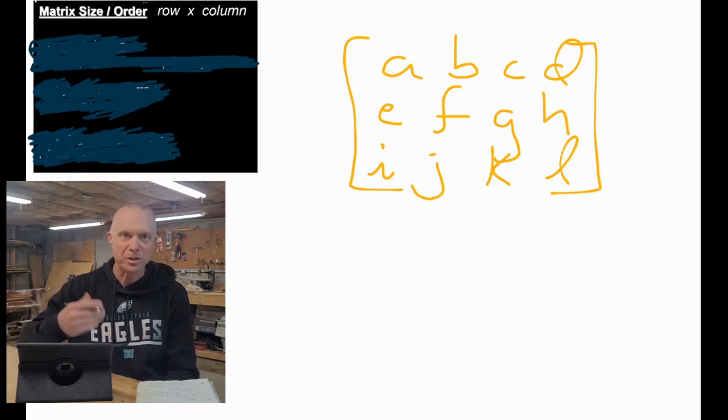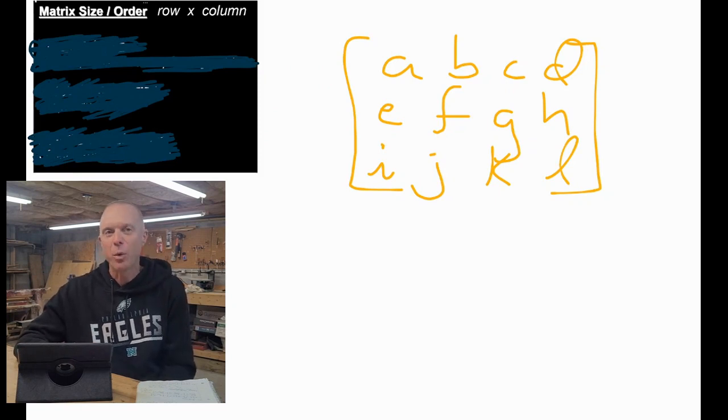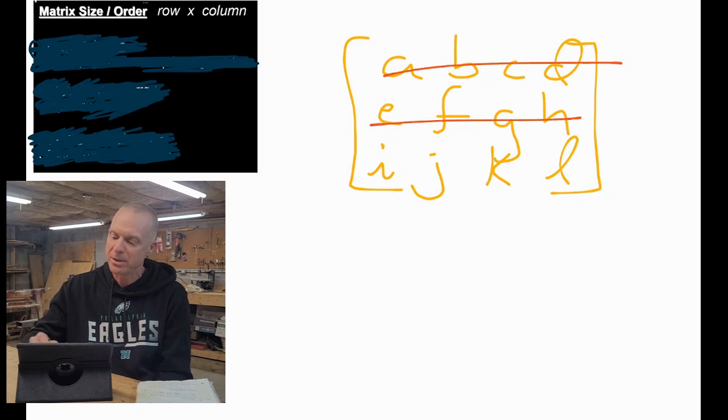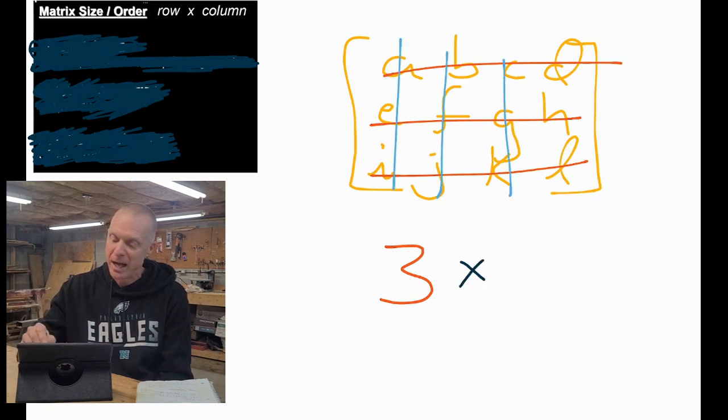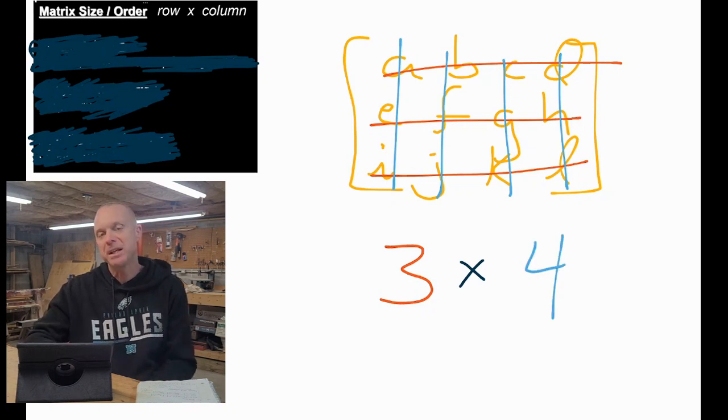Also, we can use the word order instead of size. The size or order of a matrix is always defined as the number of rows, then columns. Just to make sure everybody knows what a row is, pretty basic stuff here, this matrix contains 3 rows. And a column, we have 4 columns. So we would say that this matrix is a 3 by 4. Pretty easy so far, right?